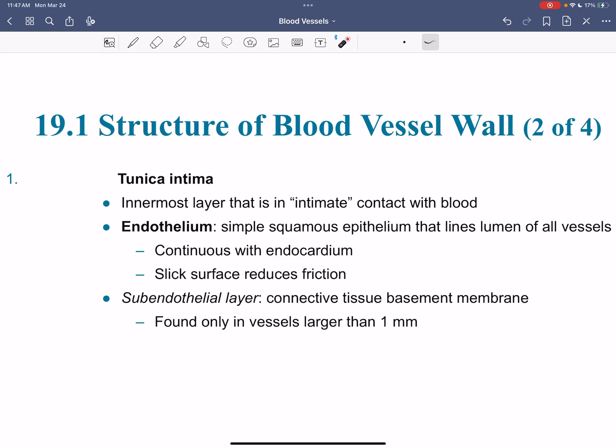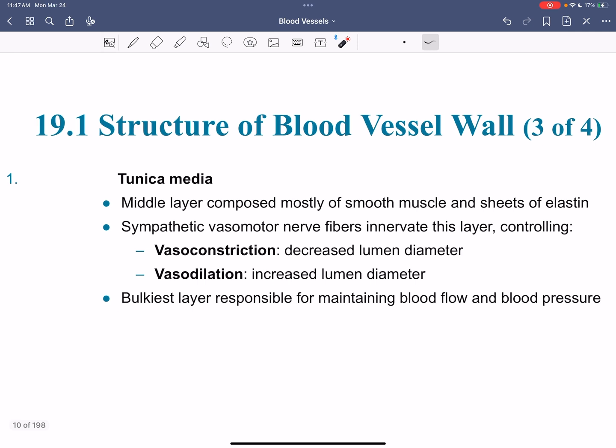And think of this as almost being like a Teflon. It keeps things from sticking to it. It reduces friction. Now, deep to the endothelium, I have a subendothelial layer. And this is a connective tissue basement membrane, but found only in vessels larger than 1 millimeter. So the really, really small ones don't have this.